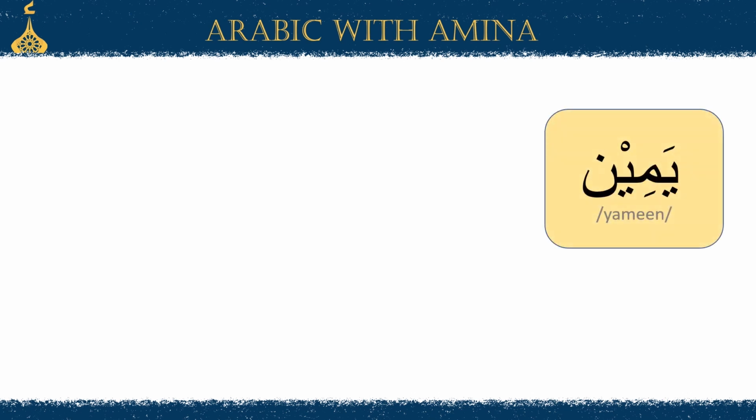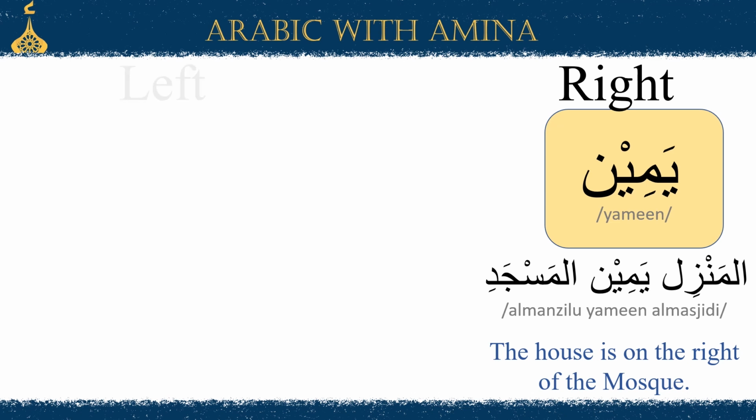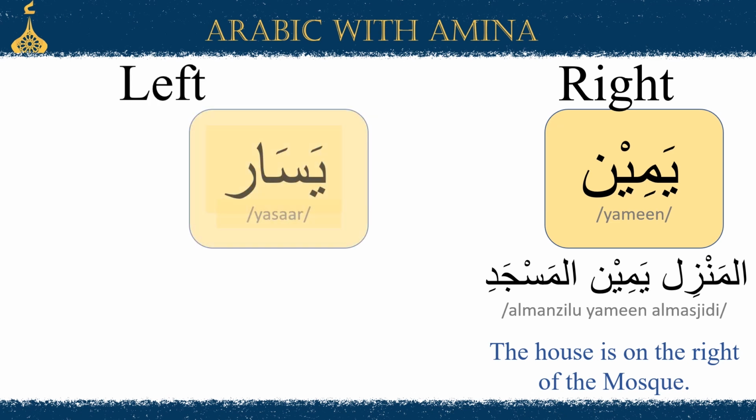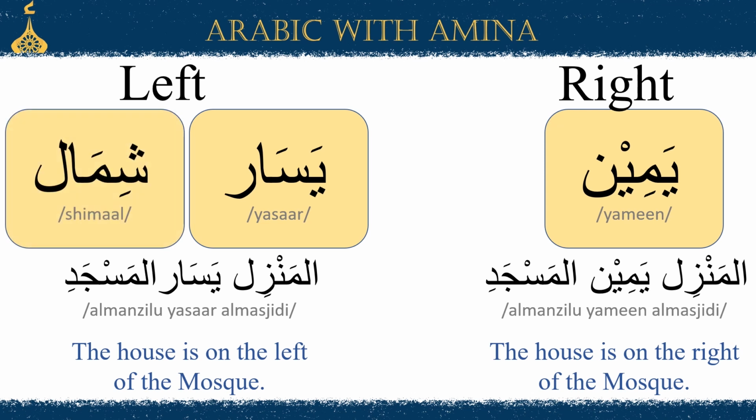يمين means right. المنزل يمين المسجد. The house is on the right of the mosque. And left would be يسار. المنزل يسار المسجد. The house is on the left of the mosque. However, there are two words that mean left, يسار and شمال. We can use either one of them.